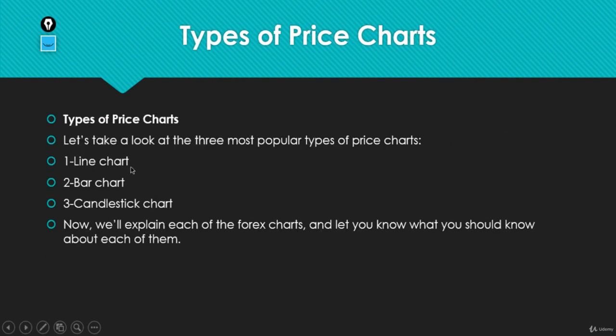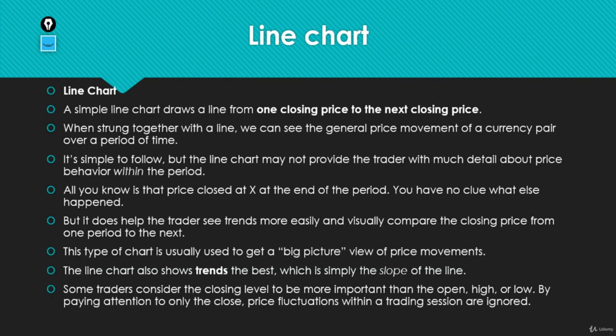Now we came here to the more fun type of price chart. Let's take a look at the three most popular types of price chart. First one, line chart. Second one is the bar chart. The third one is the candlestick chart. Now we will explain each of the Forex charts and let you know what you should know about each of them. Dive into the other part.